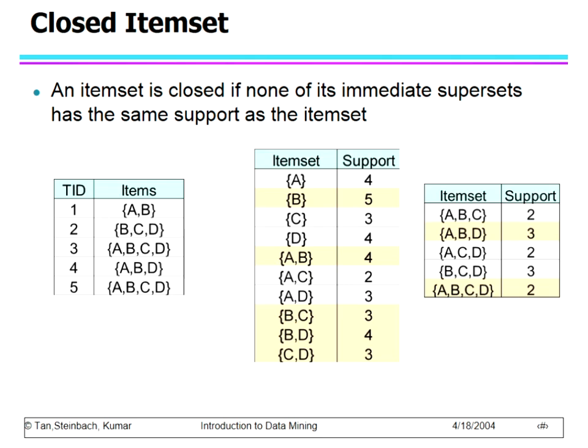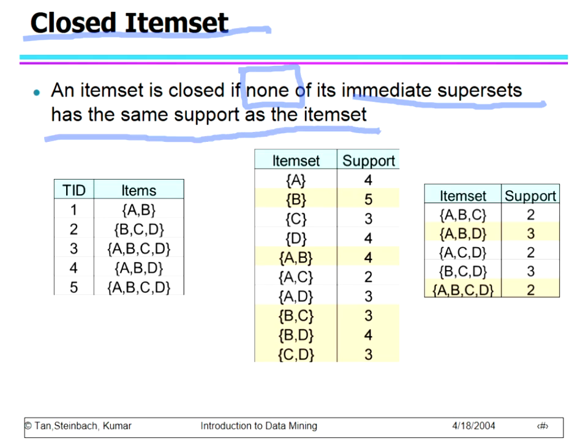Okay. Let's move to closed item sets. An item set is closed if none of its immediate supersets has the same support as the item set.